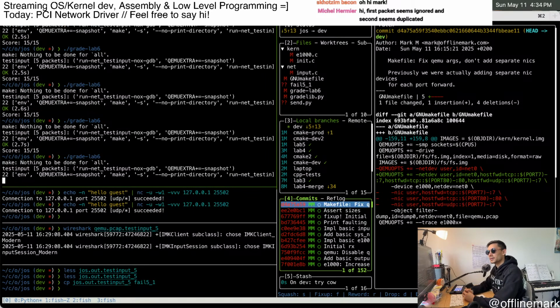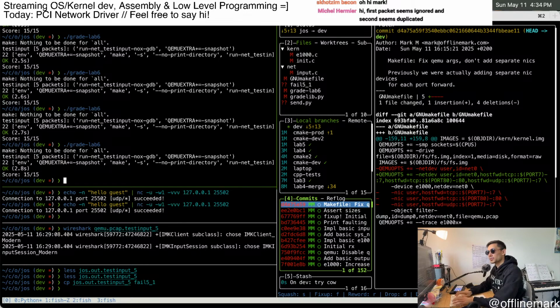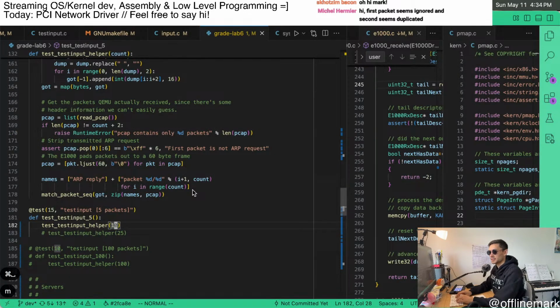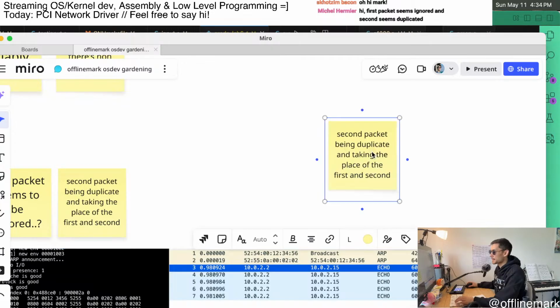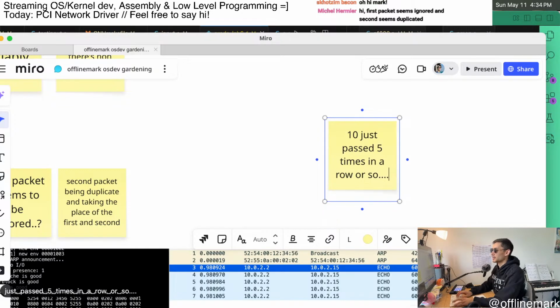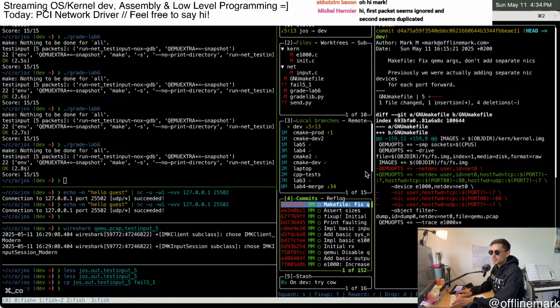Okay, I was very much expecting it to fail. 10 just passed 5 times in a row or so. If all packets are logged, there is a missing one from the Wireshark ARP setup.